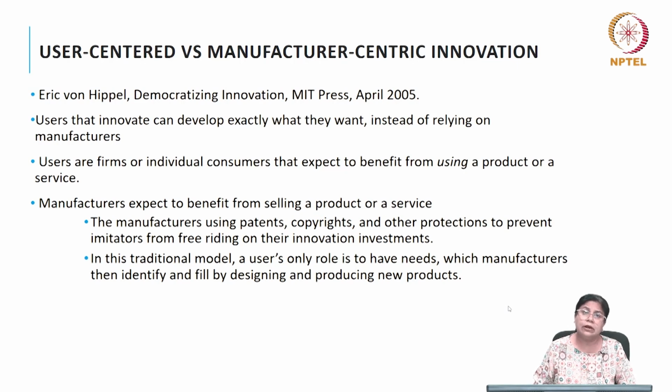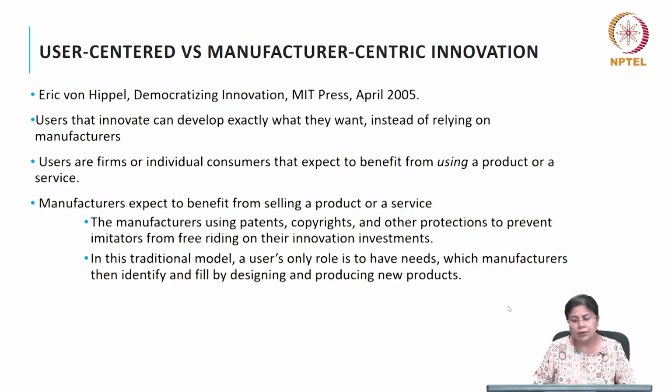So they have created a distinction between user-centric and manufacturer-centric innovation. Users can be either firms or individual consumers who expect to benefit from using a particular product or service. Whereas manufacturers essentially expect to benefit from selling a particular product or service. The manufacturer might be using different types of intellectual property rights like patents, copyright, and other protection to prevent imitators from free riding on their investments.